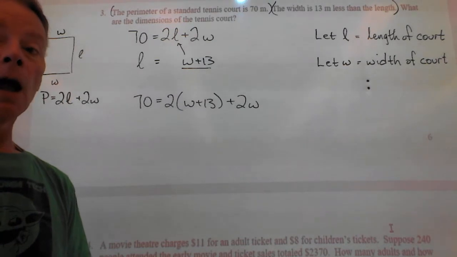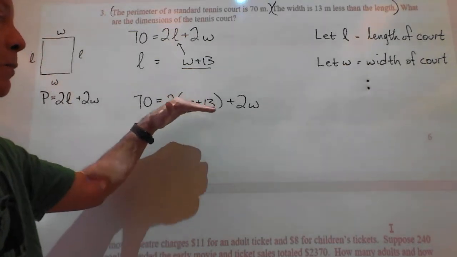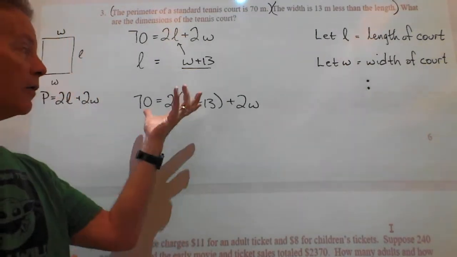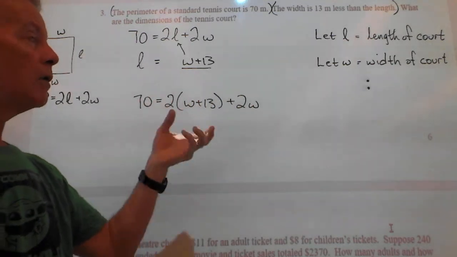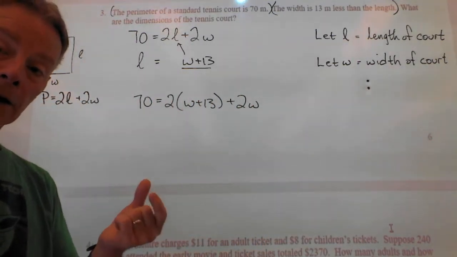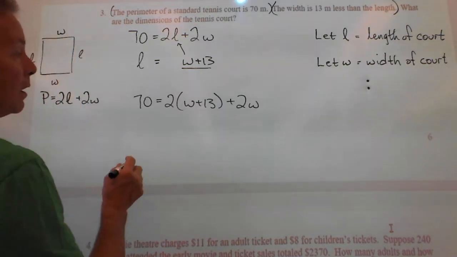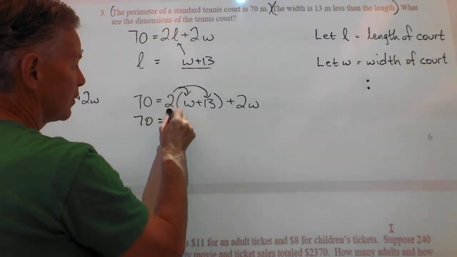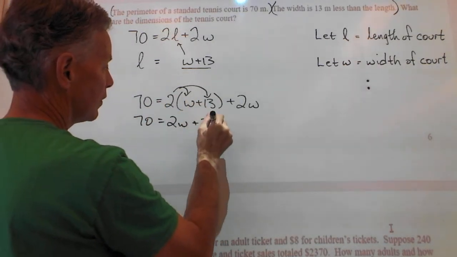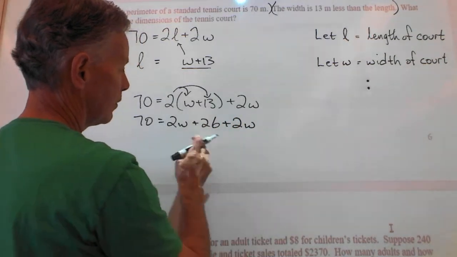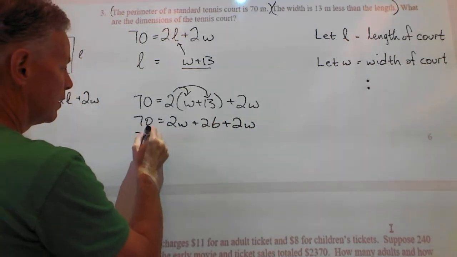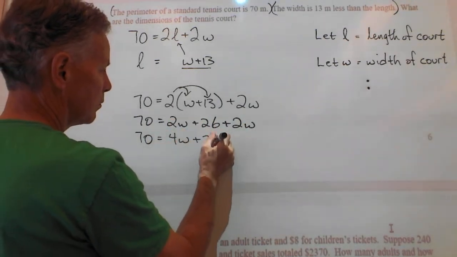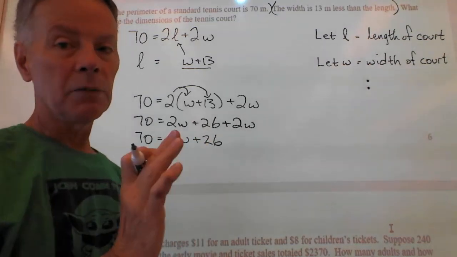Okay? Now, again, the important thing is we have now created an equation with only one variable, right? There's no L there anymore. All we have is W, so we can isolate W and get an actual numerical answer. So, simplify the right side. 70 equals 2 times W is 2W, 2 times 13 is 26, plus 2W. Continue simplifying the right side. We have like terms that will combine. 4W plus 26. Okay, the right side is as simple as we can get it.